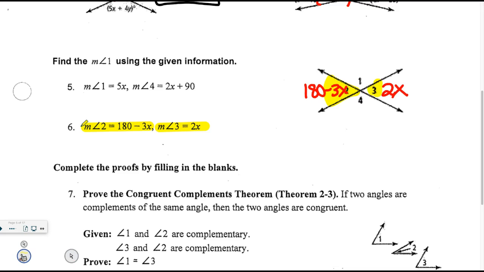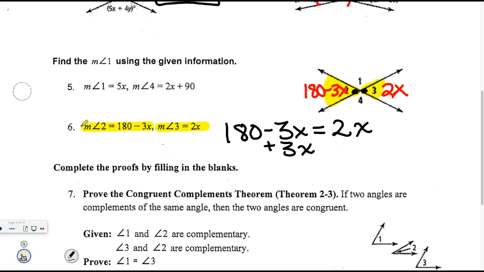And you guys, what did I say is true about these angles across from each other on the x? These angles that are directly across from each other, what are they? They're congruent. So what are you going to do with them? You're going to say, well, this one on the left has to equal this one on the right. And then we'll solve it for x. So I would add the 3x over or subtract the 2x, whatever you like better.